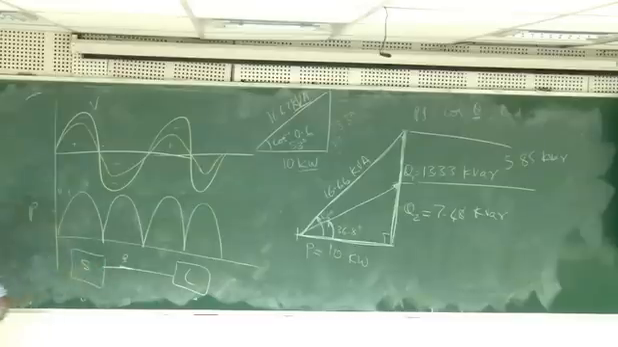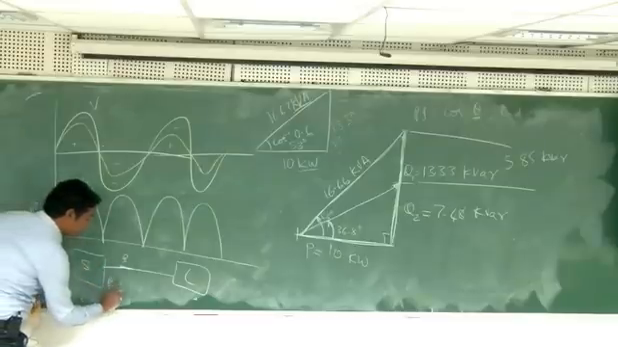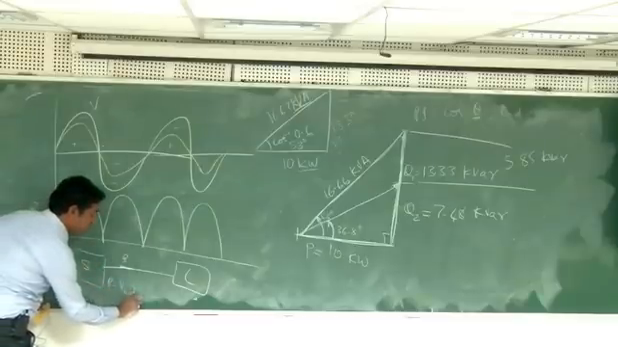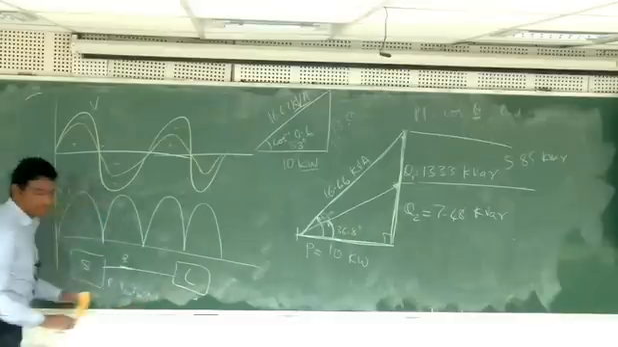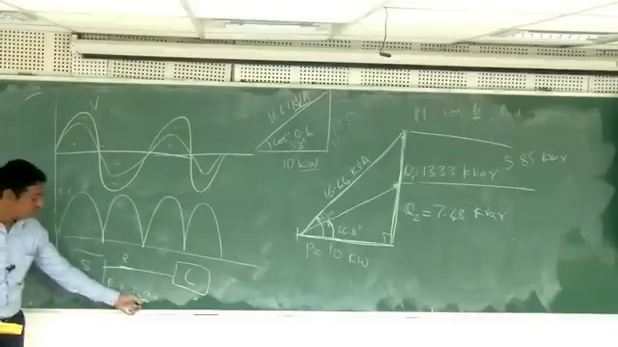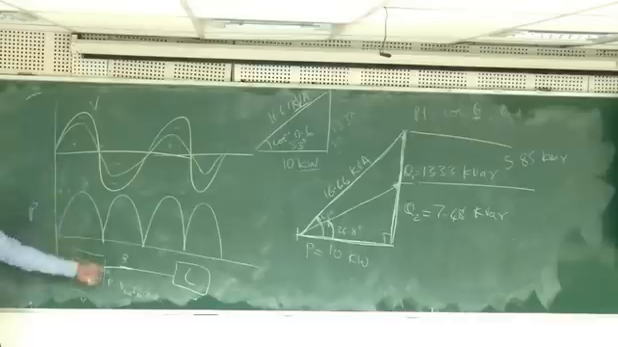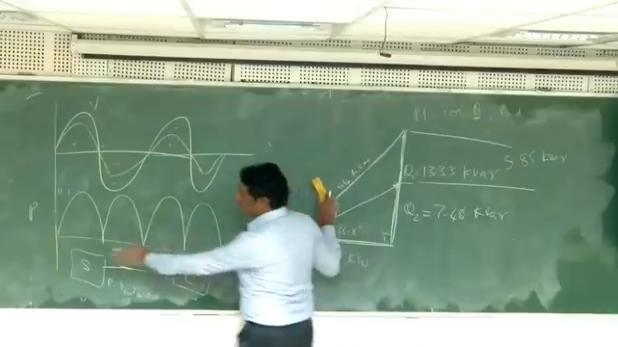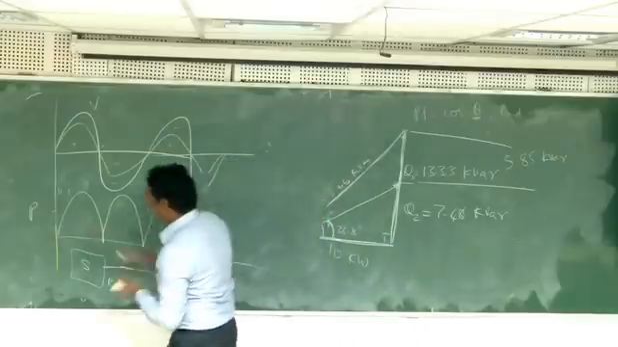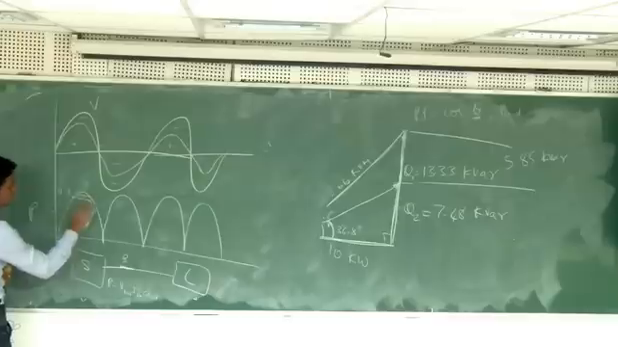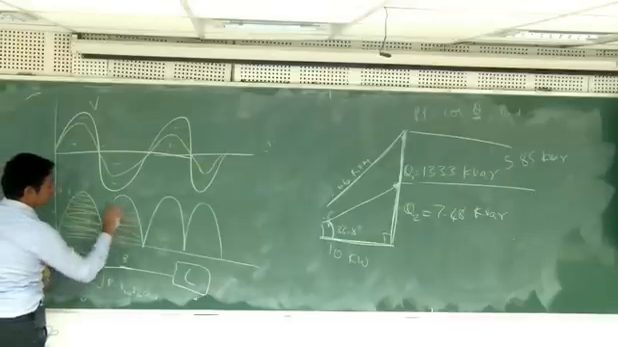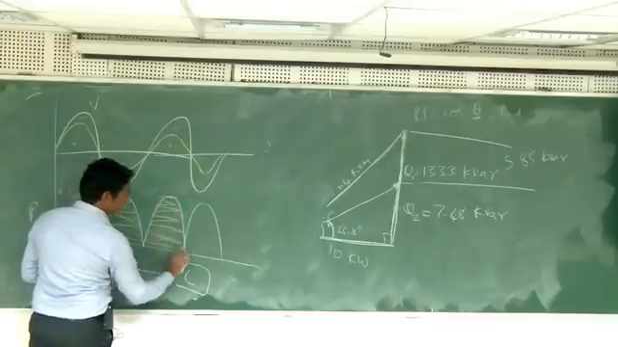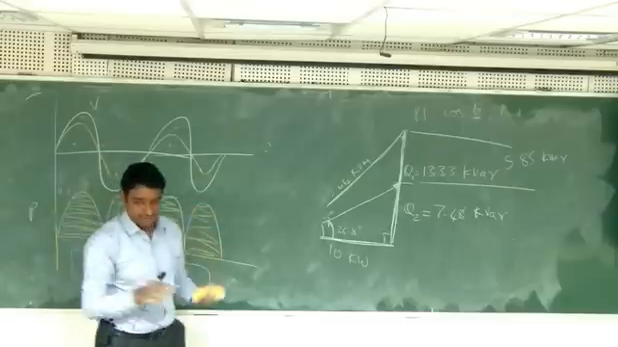What is the average power? Average power is Vrms into Irms into cos phi, the power factor. What is cos phi here? Because the angle is 0, cos phi is 1. So there is no reactive power. Now change the angle. So here the entire power is active power. I will show active power in yellow color. This is active power, this is active power, this is active power, this is also active power. The entire thing is active power.